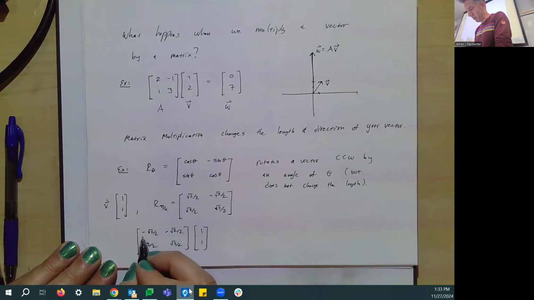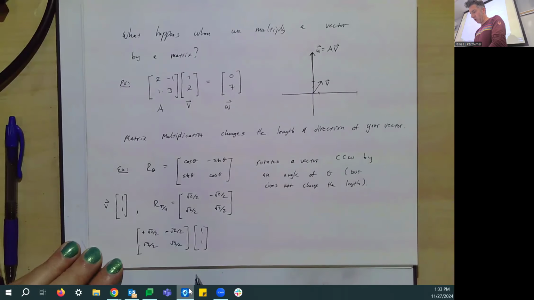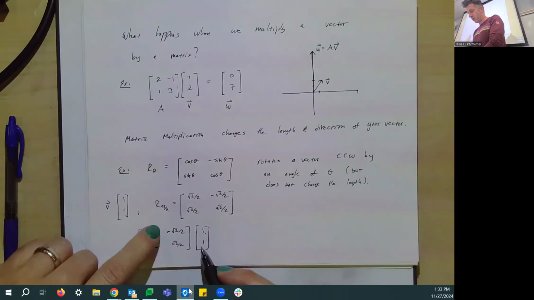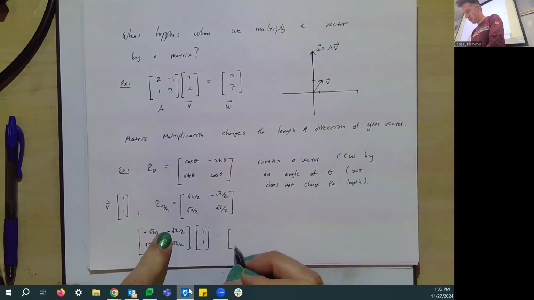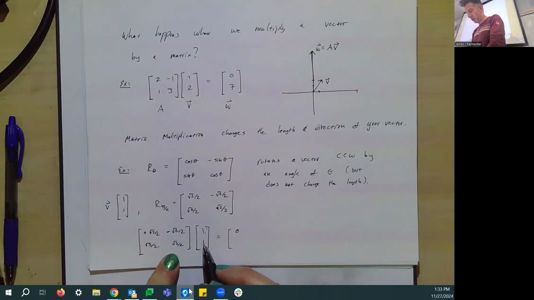I don't know why, this shouldn't be a minus on here, this should be a plus, minus, plus, plus. So root 2 over 2 minus root 2 over 2 is 0. Cool. And root 2 over 2 plus root 2 over 2 is going to be root 2.